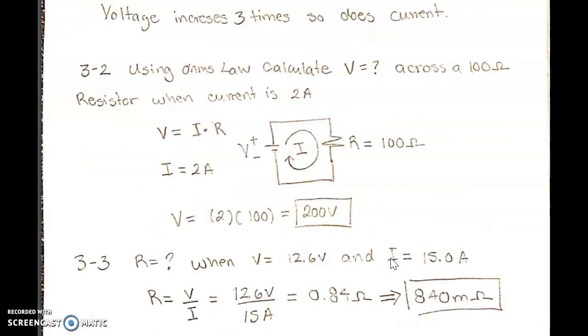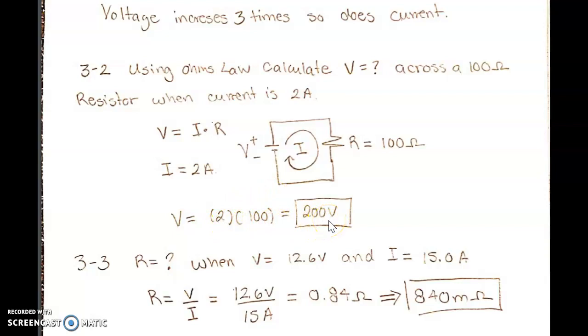We're going to move to example 3.2, and here we're going to solve for voltage using Ohm's law. So what is the voltage across this resistor right here when the current is 2 amps? So we use the formula to find voltage. The current is 2 amps, the resistance is 100 ohms, so we just multiply it out and we get 200 volts.